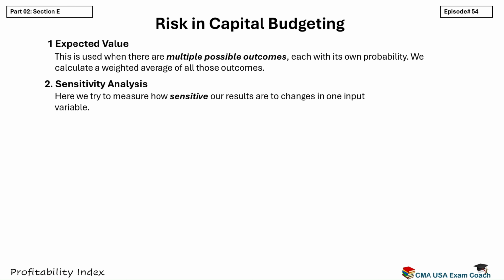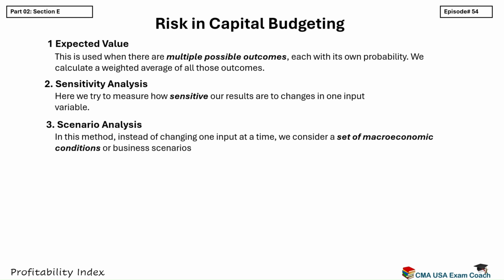The third one is scenario analysis. In this method, instead of changing one input at a time, we consider a set of macroeconomic conditions or business scenarios. For example, what will happen to the project under an optimistic growth scenario, under a most likely scenario, and under a pessimistic recession scenario? This gives us a broader picture of risk under different business environments.